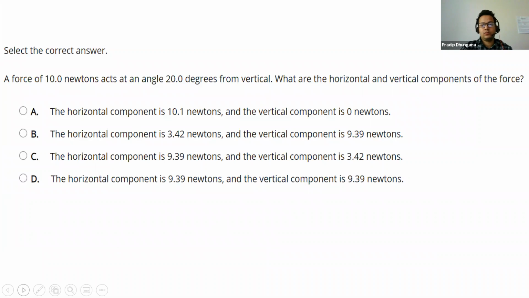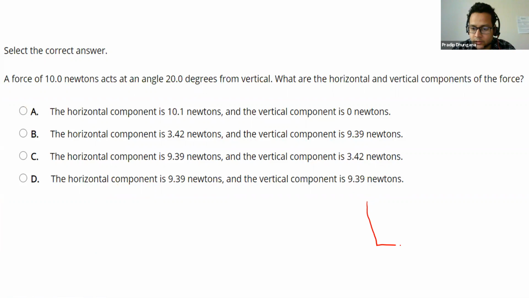Okay, now let me read this problem. In this problem also we have to find horizontal and vertical components of force. So let's go through this problem. A force of 10 newtons acts at an angle of 20 degrees from the vertical. What are the horizontal and vertical components of force? Let me draw the diagram and then we'll work on this problem.